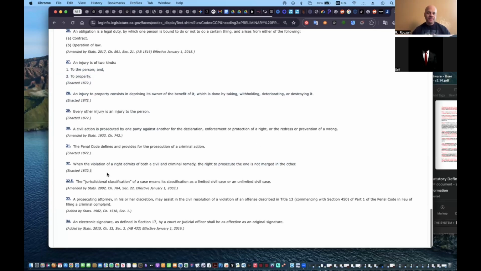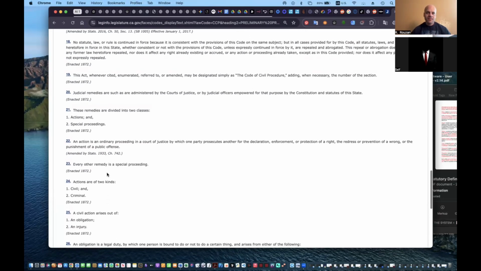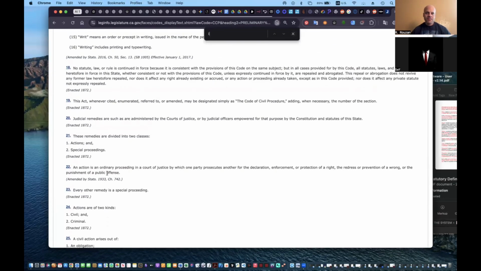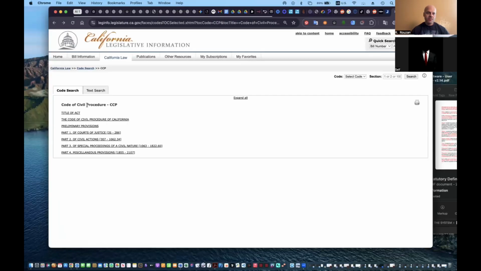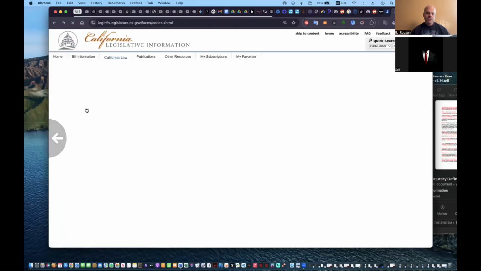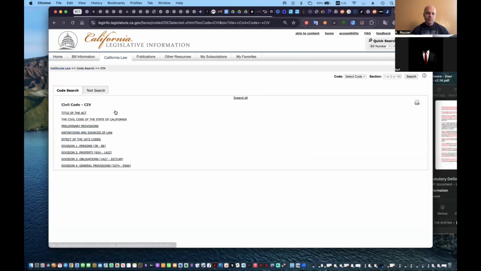Let me see. There's another one. Is it in here? Not that one. I think that's in the civil code. So now I'm gonna go to the civil code. So another thing too is understanding what civil law is. That's a whole system. So how does that work? This is the civil code.